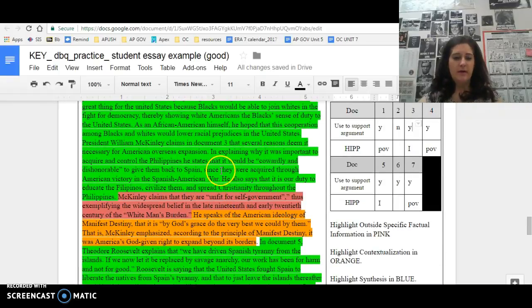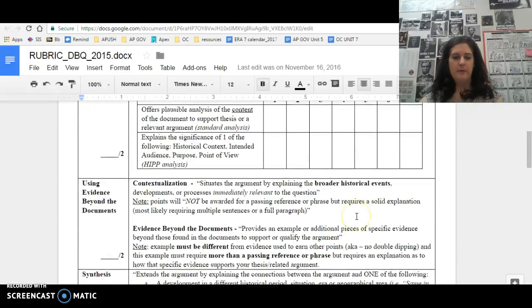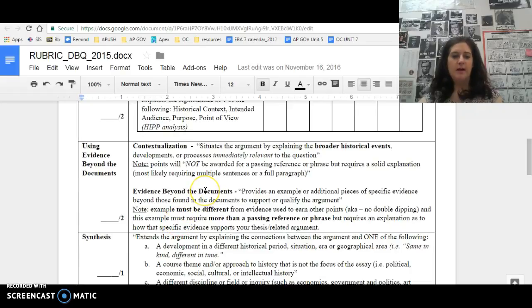Skip down to the middle of this really long paragraph. McKinley claims that they are, quote, unfit for self-government, thus exemplifying the wide belief in the late 19th and early 20th century of the white man's burden. So this is actually their attempt at outside specific factual information. You can link your outside evidence to a document. However, if you look back at the rubric, the requirement for evidence beyond the documents provides an example or additional pieces of evidence to qualify or support the argument.